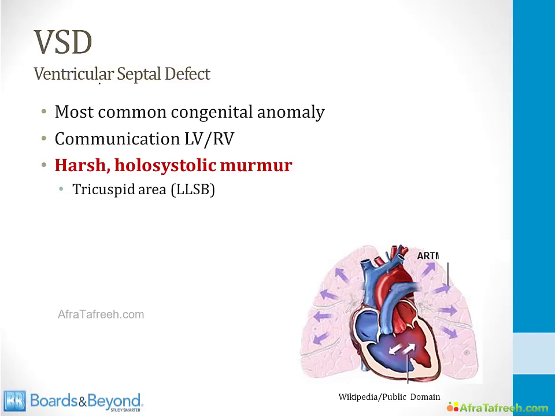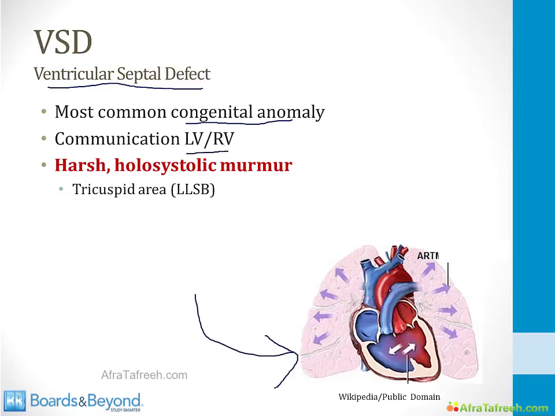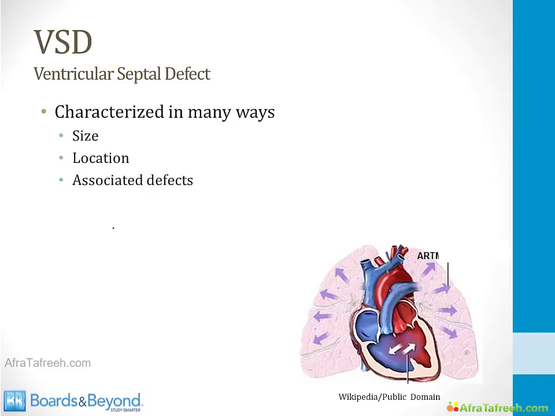So we'll start by talking about a VSD, which is a ventricular septal defect. The reason I talk about this first is because this is the most common congenital heart anomaly. It's a communication between the left ventricle and the right ventricle, as depicted in this cartoon on the screen here. And it can lead to a harsh holosystolic murmur that is best heard in the tricuspid area, which is the left lower sternal border. There are many ways to characterize ventricular septal defects. They can be characterized by size, by their location in the ventricular septum. They can be characterized by whether they occur as isolated defects or associated with other defects, and in many, many other ways that you can read in your textbooks.